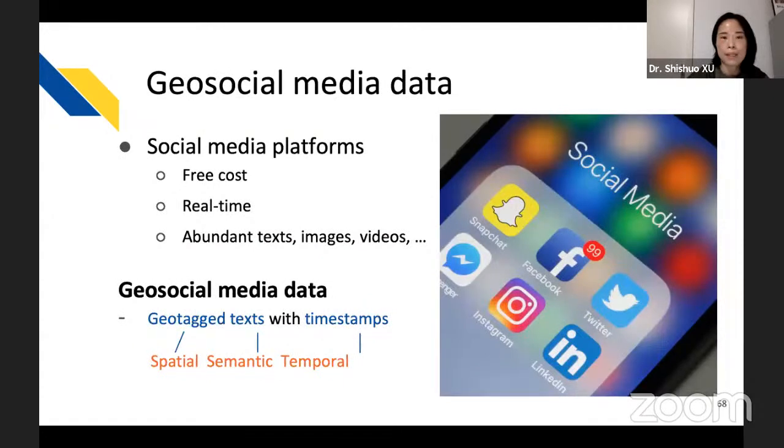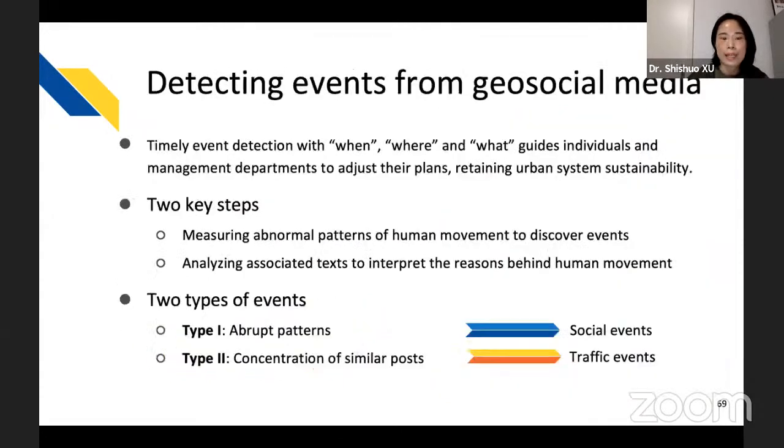So here I mainly used the Twitter data, and I detected two types of spatial temporal events. The first type is about abrupt patterns, and the second type is about the concentration of similar posts. Social events and traffic events are the representative events of these two types.